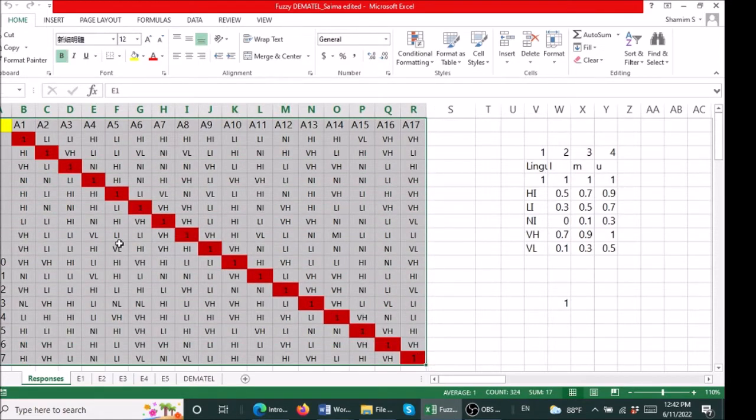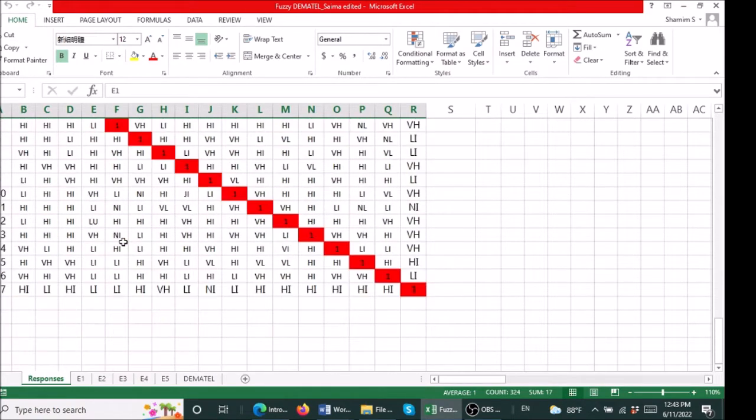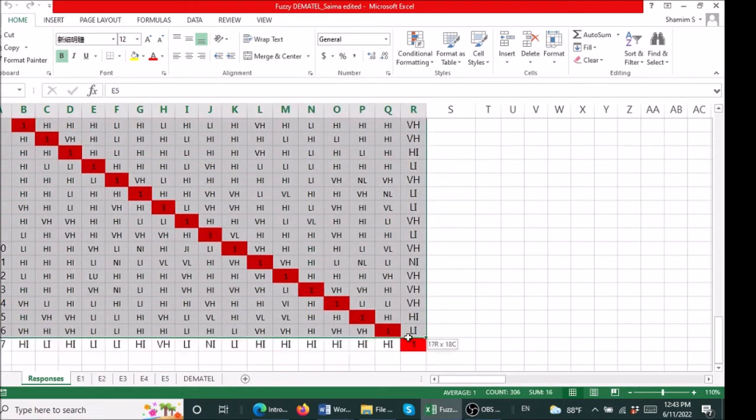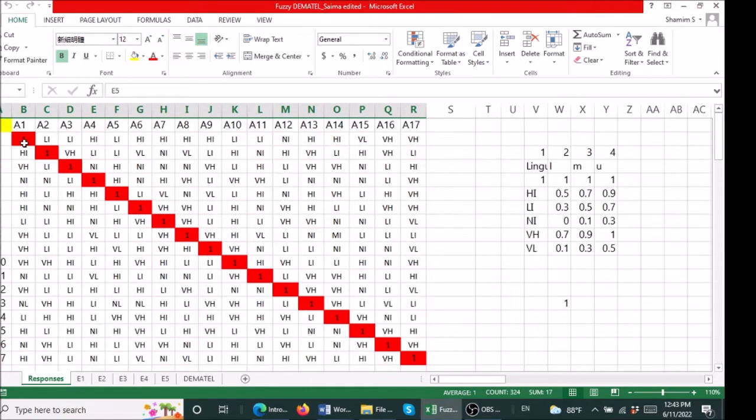So here we have collected a total of 5 experts' opinions, only 5 experts' opinions. Now we are using this to demonstrate the calculation process. So this one, the cell number B2, basically is a meaningless relationship of A1 on A1, right? So we are not actually asking this relationship. So by default it is 1.